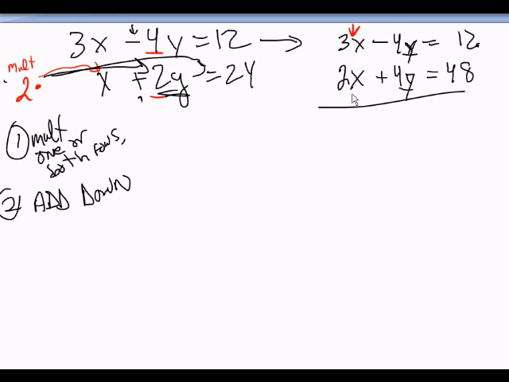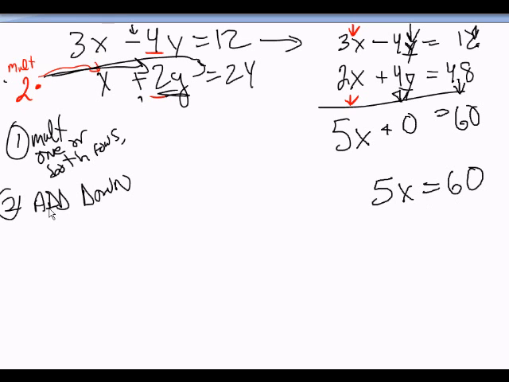Now, if we do step 2, add going down, we're going to add them up going down. 3x plus 2x is 5x. 4y minus 4y is 0. And 12 plus 48 is 60. I'm left with 5x equals 60.